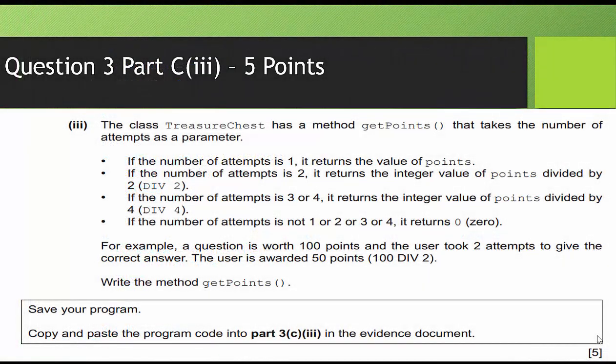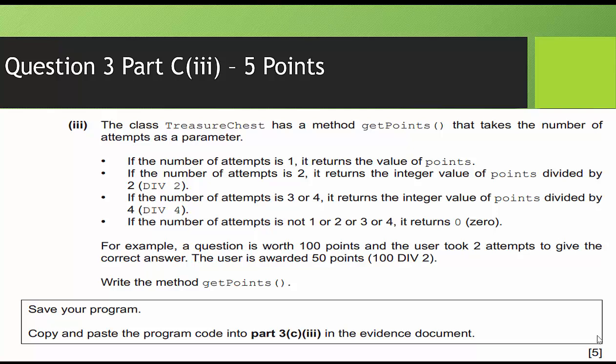The class treasure chest has a method getPoints that takes the number of attempts as a parameter. If the number of attempts is 1, it returns the value of points. If the number of attempts is 2, it returns the integer value of points divided by 2. So we have div2. What that's referring to is integer division. If the number of attempts is 3 or 4, it returns the integer value of points divided by 4, div4. If the number of attempts is not 1, 2, 3, or 4, it's going to return 0. So that's going to be an else statement.